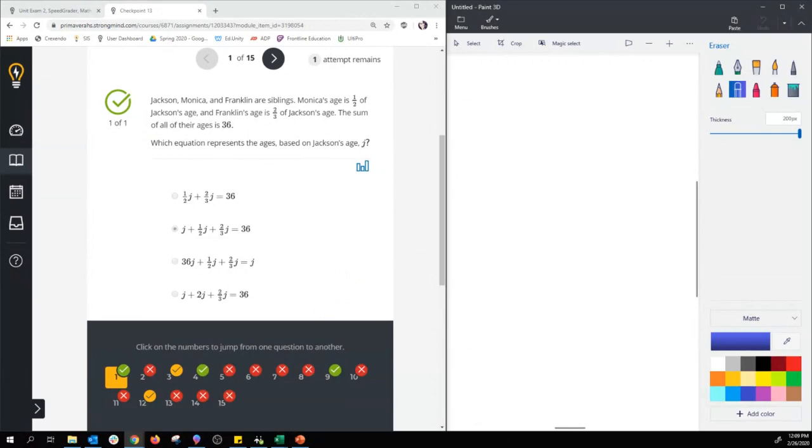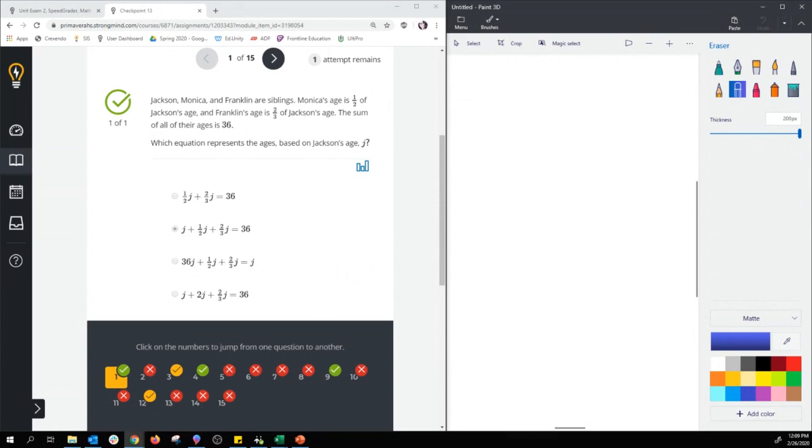All right, so checkpoint 13. Our first question says that Jackson, Monica, and Franklin are siblings. Monica's age is 1/2 of Jackson's age, and Franklin's age is 2/3 of Jackson's age. The sum of all their ages is 36.